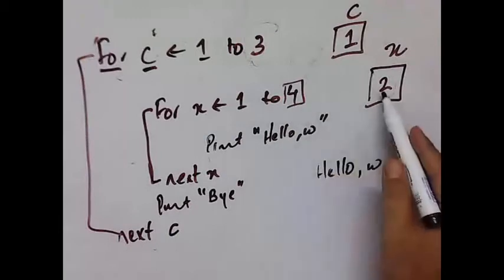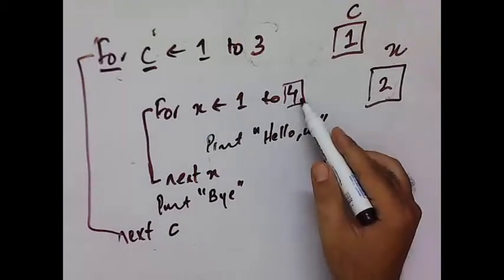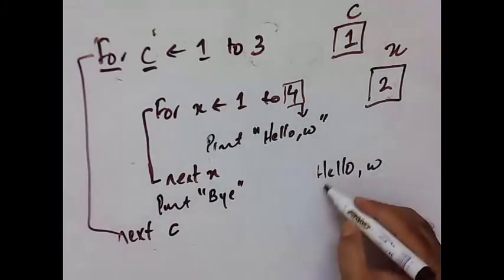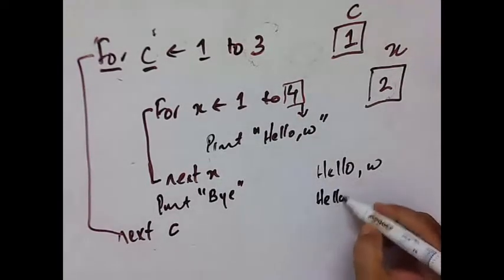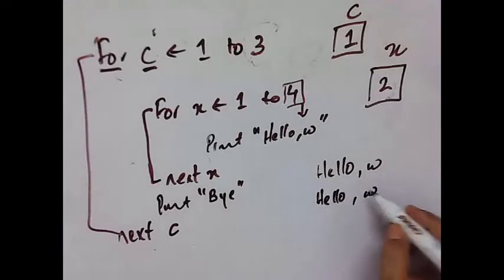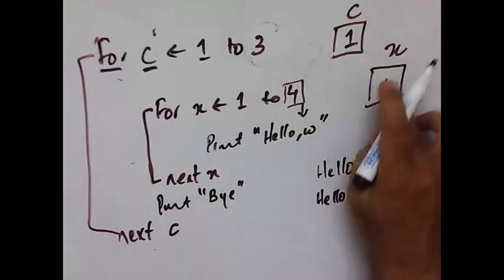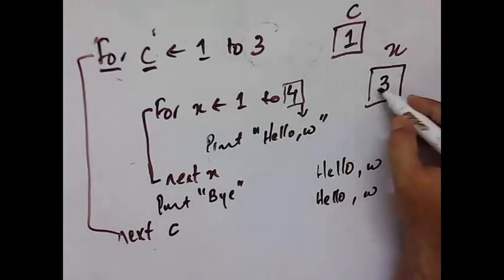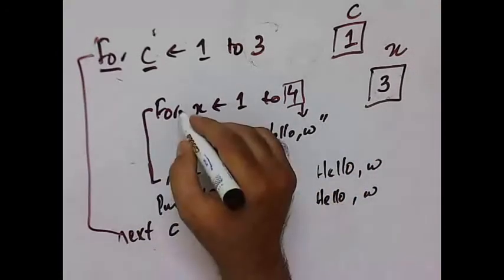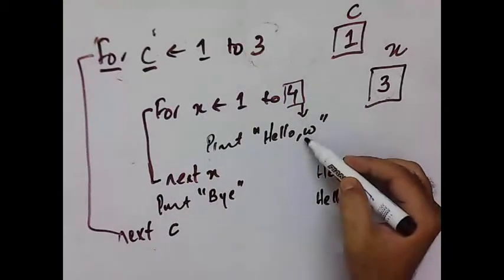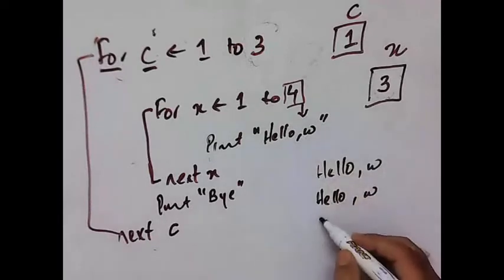So of course 2 is not greater than 4. It is again going to jump inside the loop and execute hello w again. So we have this output hello w, and then again it goes to next x. It increases the value of x by 1. This becomes 3, and it goes back, checks whether it has exceeded the final value. No, it has not. It comes within the loop again, and again it displays hello w on the screen.